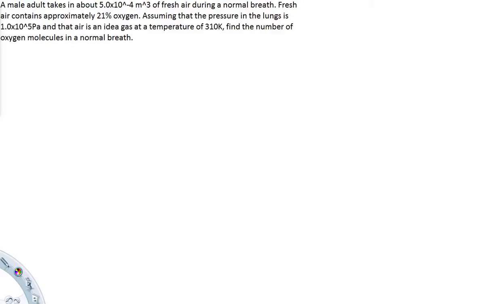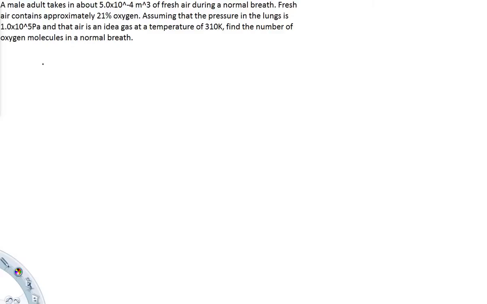A male adult takes about 5 times 10 to the negative 4 meters cubed of fresh air in one breath. Normal air contains 21% oxygen. Assuming that the pressure in the lungs is 1 times 10 to the 5 pascals and that the air is an ideal gas at a temperature of 310 Kelvin, find the number of oxygen molecules in a normal breath.